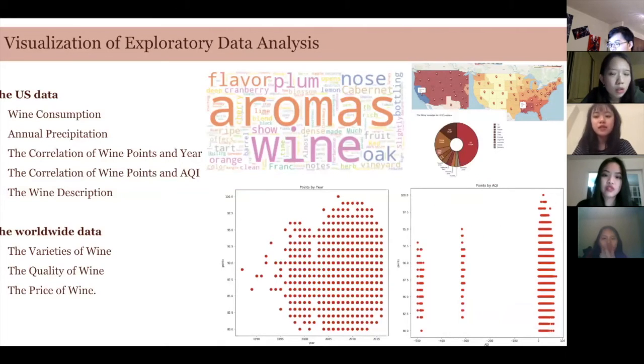Finally, let's look at the graph on the right. This graph shows the correlation between wine points and AQI. With this graph, we can conclude that only places with high AQI can have wine with high points, which is over 95.